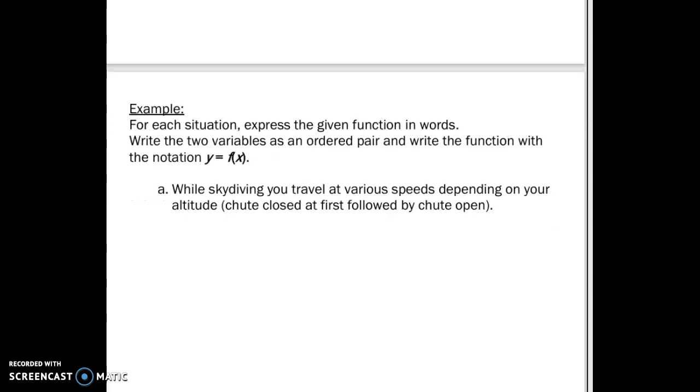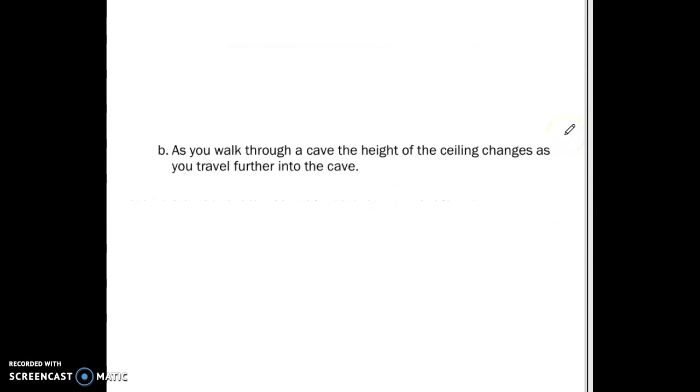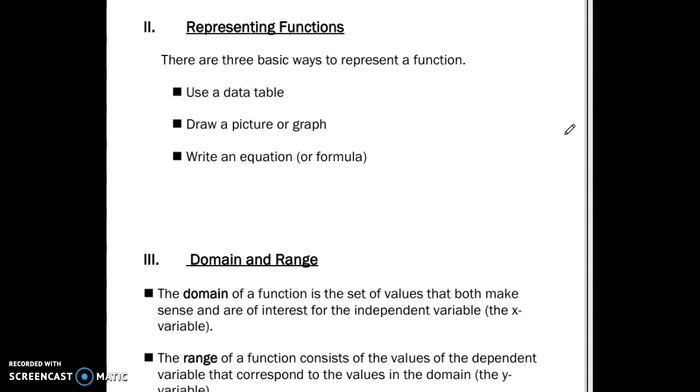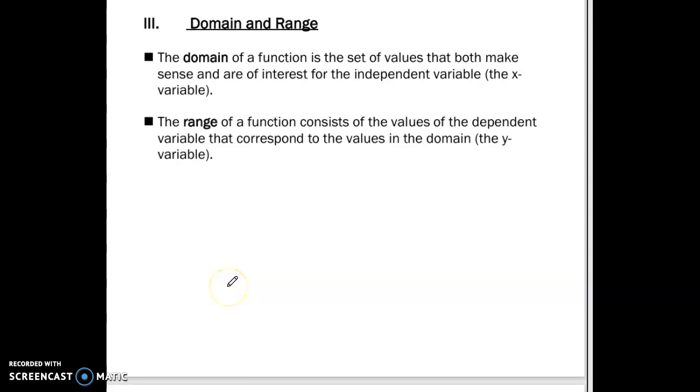Let's look at Roman numeral 2. Roman numeral 2 discusses three basic ways to represent a function. So you can represent a function with a data table. You can have a picture or a graph drawn, or you can write an equation. Those are three different ways that we see functions. And when we talk about functions, we talk about their domain and their range.